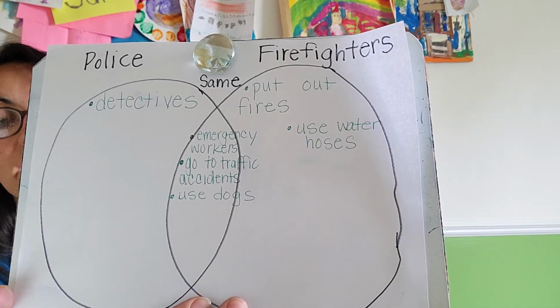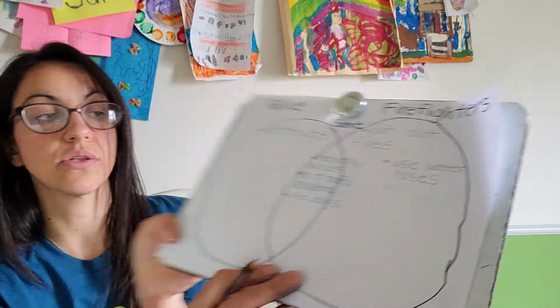Now, what about dogs? You guys said there were police dogs. Did anybody read about fire dogs? Yeah, some fire stations still have dogs to help them. So I'm going to put use dogs in the same. Some fire stations have a station dog, so they use dogs.